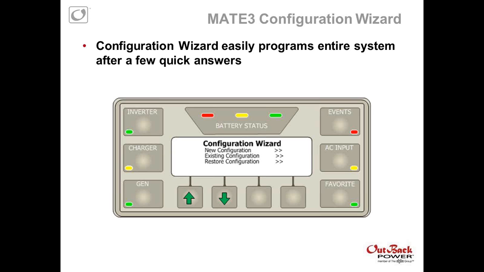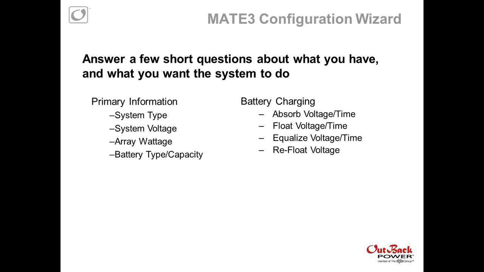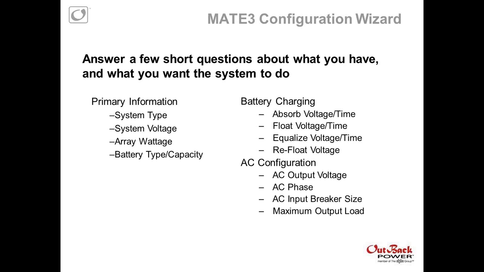The configuration wizard I mentioned earlier easily programs the system after a few quick answers, and we'll run through this. So primary information: the system type, voltage, array wattage, battery type, and then you go into the battery and charging parameters and AC configuration. The great thing about this is when you enter this information, and let's say you have a multiple device system, multiple inverters, charge controllers, by answering these simple questions, it will program the entire system. So there's no longer the need to go into each individual inverter, charge controller, or device in the system. It's automatically programmed through the configuration wizard.